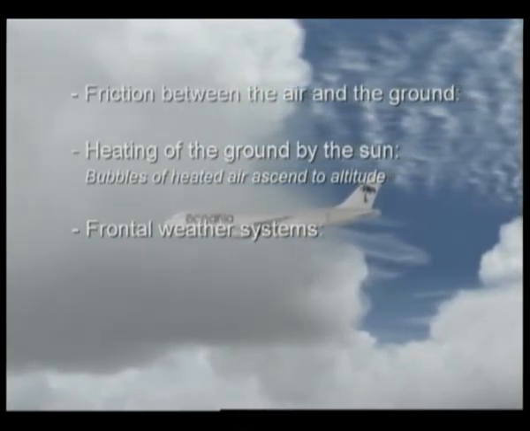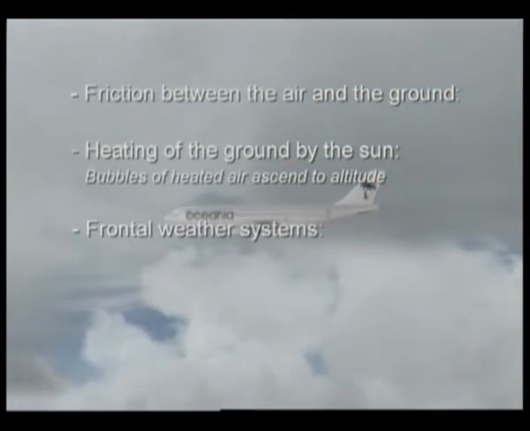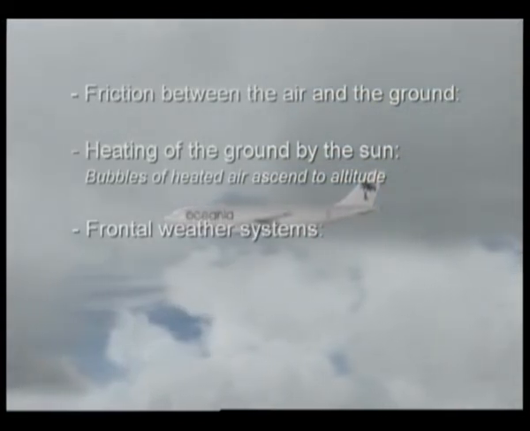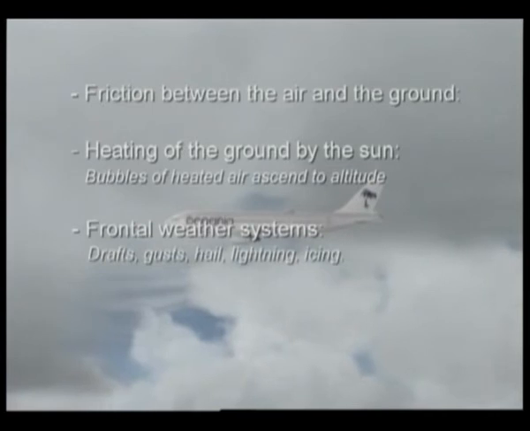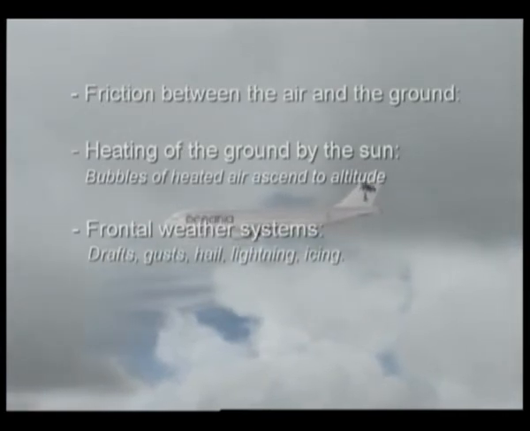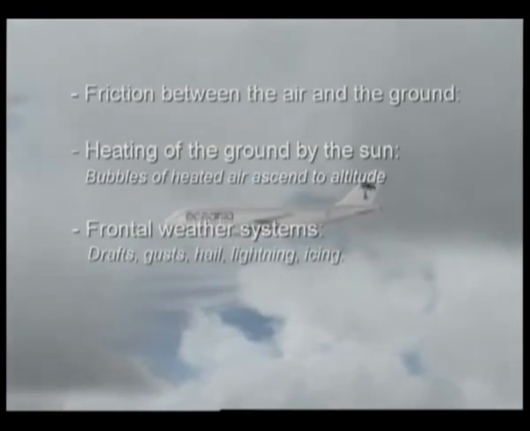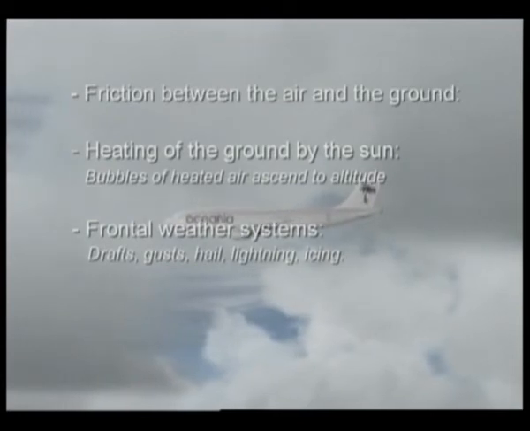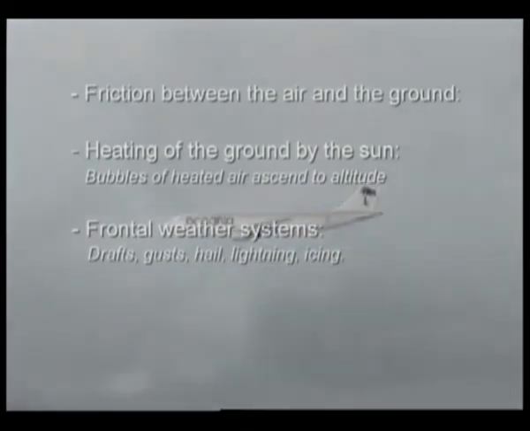We can associate thunderstorms with the passage of frontal systems, which present special problems to flight as a result of drafts, gusts, hail, lightning, and icing. The cloud most associated with thunderstorms is called cumulonimbus, heavy masses of cloud with vertical development extending to well above freezing level. In the tropics, this type of cloud can rise to well above 20,000 feet.